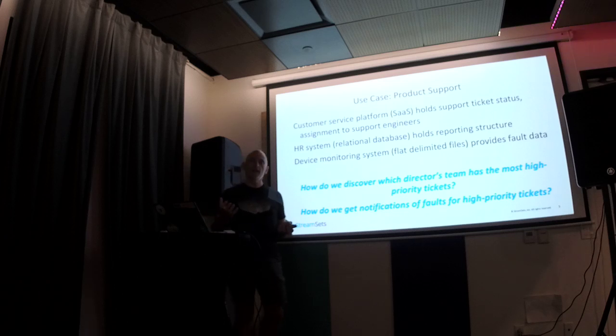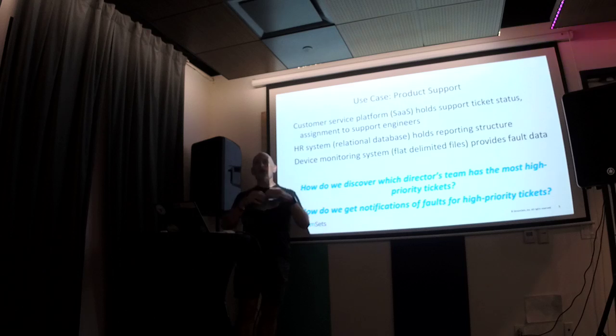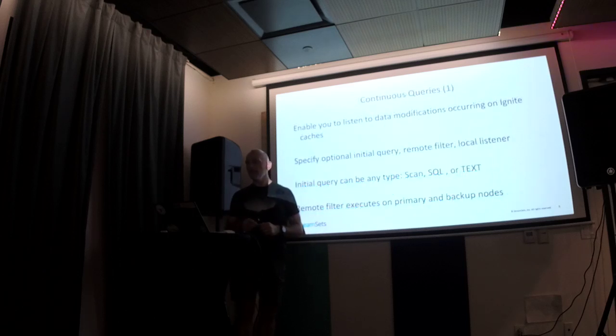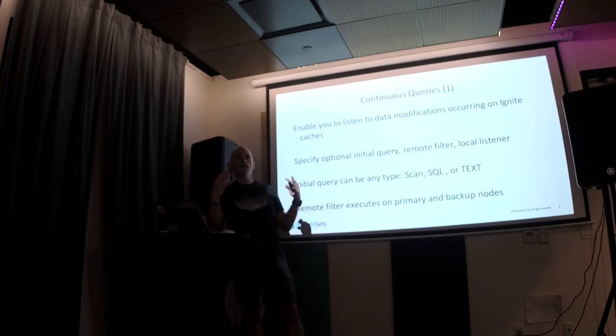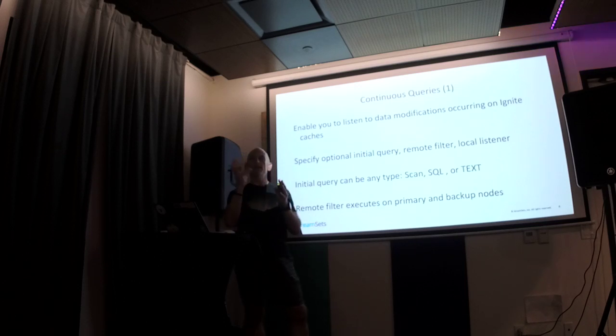What I did when I started working with Ignite was to look at this use case to see how I could bring data together into this fast in-memory database to answer some of these questions. There's a very interesting technology in Ignite called continuous queries. Ignite refers to their in-memory database as a cache. A continuous query allows you to specify various pieces of code that are loaded into the database engine that run against that data in the cache.